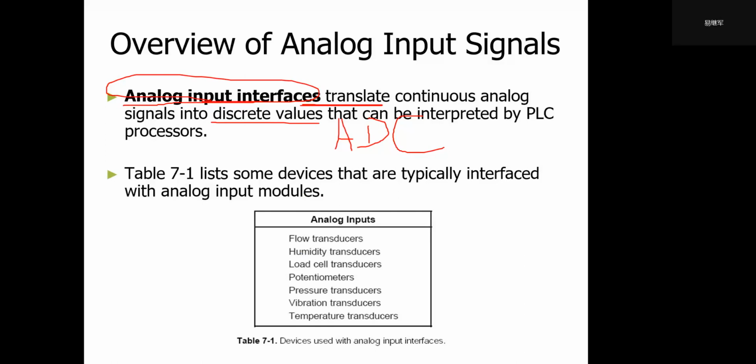This table lists some devices that are typically interfaced with analog input modules: flow transducer, humidity transducer, load cell transducer, potentiometers, pressure transducers, vibration transducers, temperature transducers. These are some analog input signals.